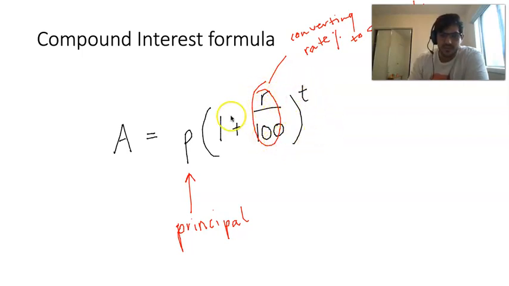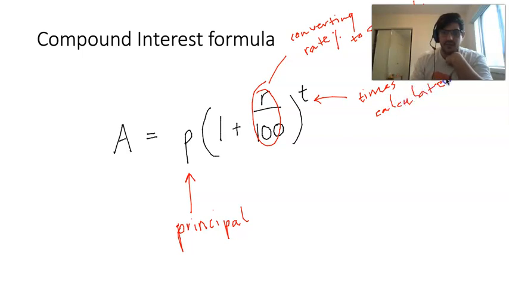Now, this part of the equation, the 1 plus R divided by 100, is then not multiplied, but put to the power of the times calculated. Okay? Now that's a bit of a change in how our equation works.